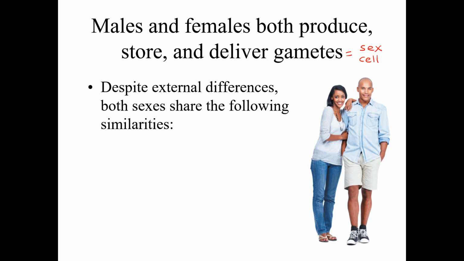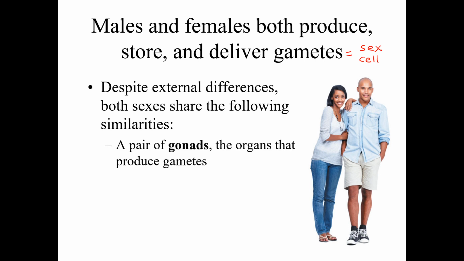And here are some other similarities we'll talk about. So each sex has a pair of what are called gonads. Gonads are the organs that make these sex cells, that produce gametes. And we'll talk about, for males and females, what those gonads are.